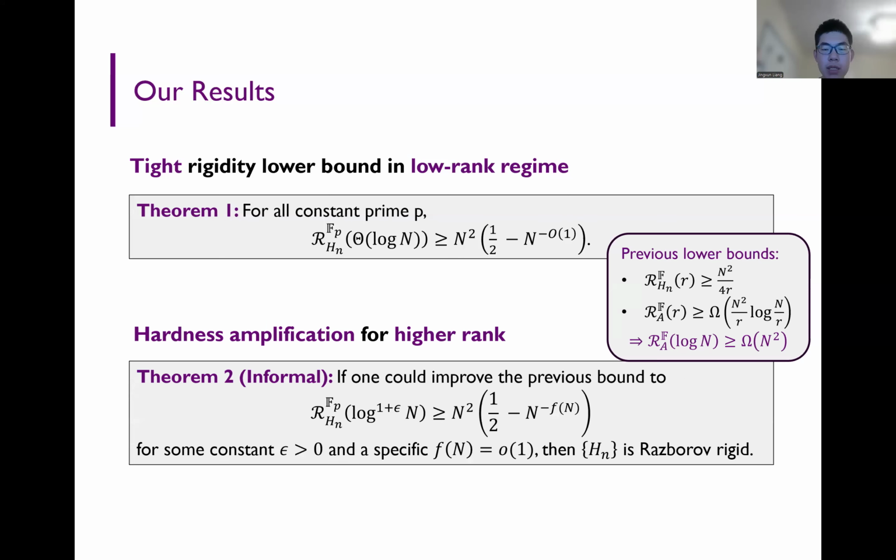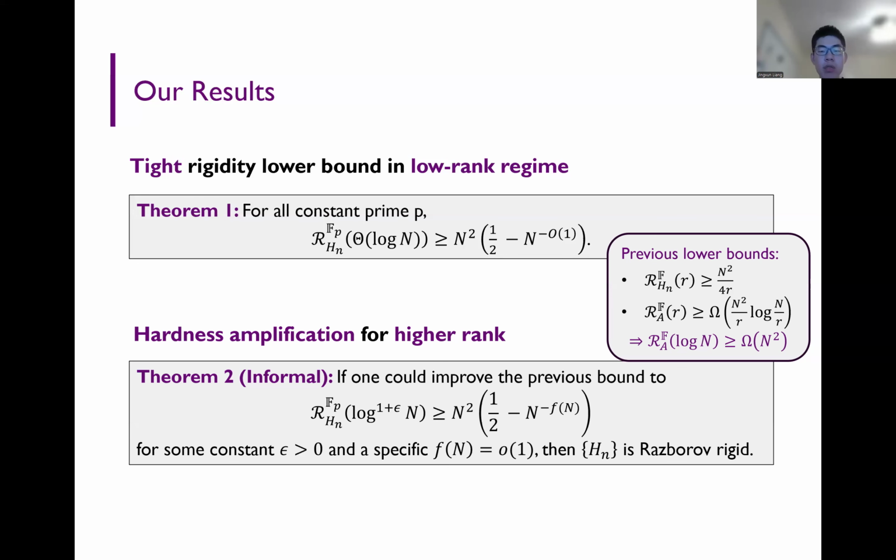Our second result is a hardness amplification result, showing that if one can further improve our rigidity lower bound to a slightly larger rank, log to the power 1 plus epsilon of n, even with a slightly worse sparsity, then it will imply Rigidity of Walsh-Hadamard matrices.